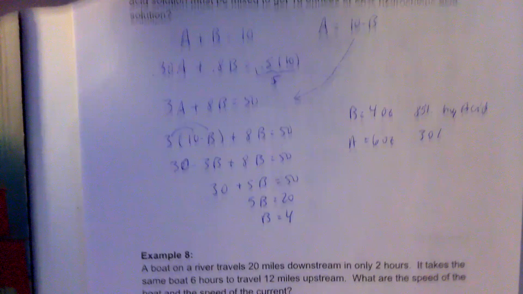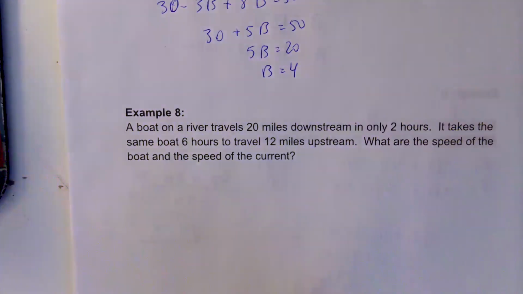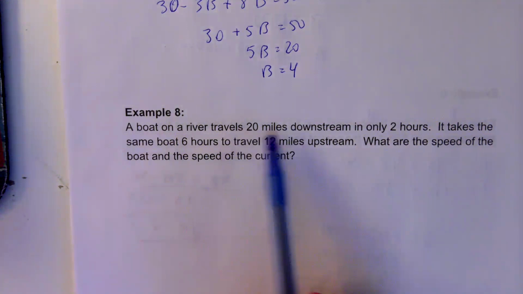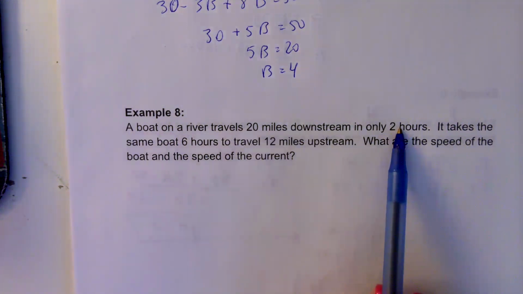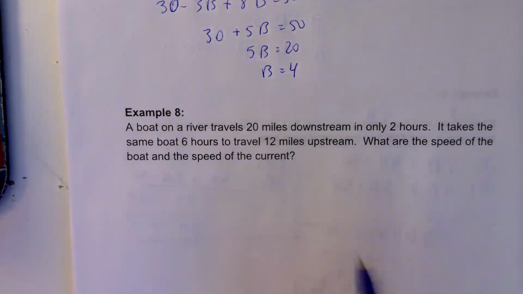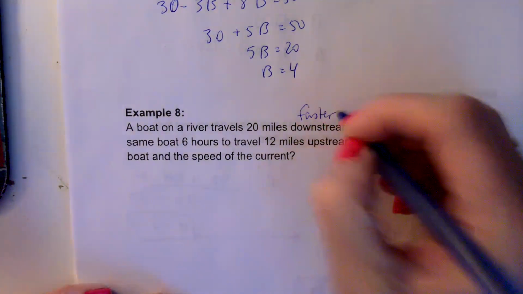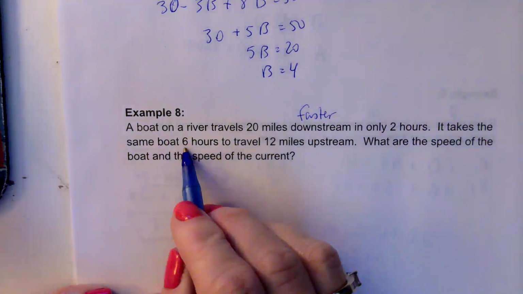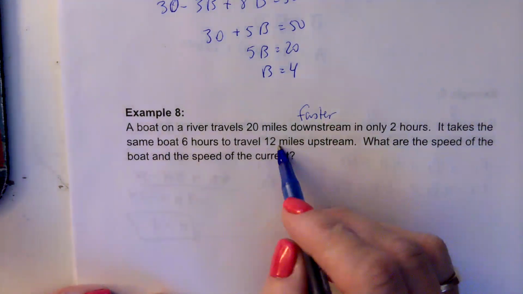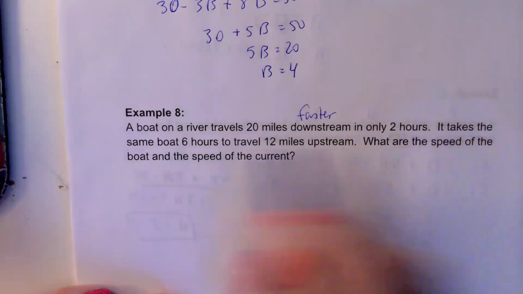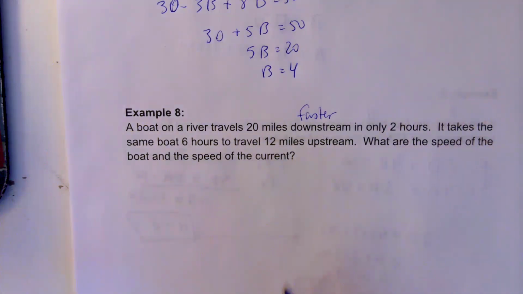So let's look at the last one. So this one is going up and down the river. It says a boat on a river travels 20 miles downstream in only 2 hours. So downstream, they are going faster because they're going with the water. It takes the same boat 6 hours, so longer, to travel 12 miles upstream because it's slower. What are the speed of the boat and the speed of the current? Okay.